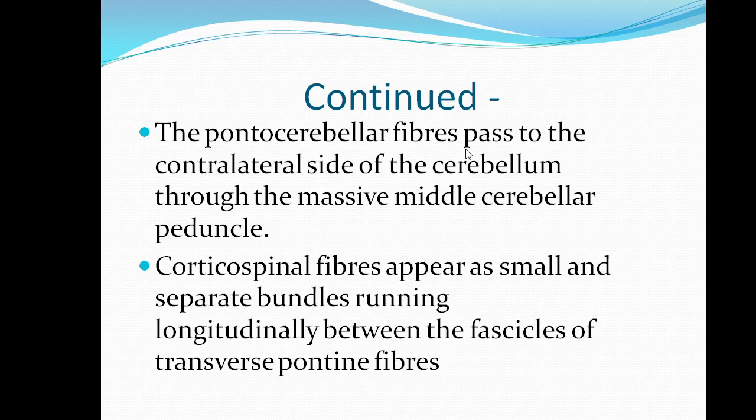The pontocerebellar fibers pass to the contralateral side of the cerebellum through the massive middle cerebellar peduncle. The corticospinal fibers appear as small and separate bundles running longitudinally between the fascicles of transverse pontine fibers.